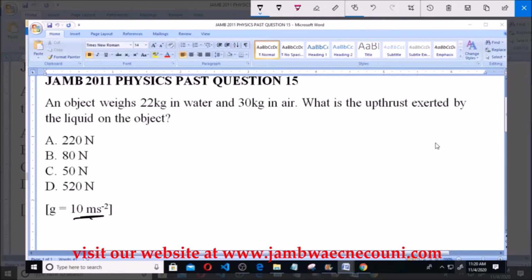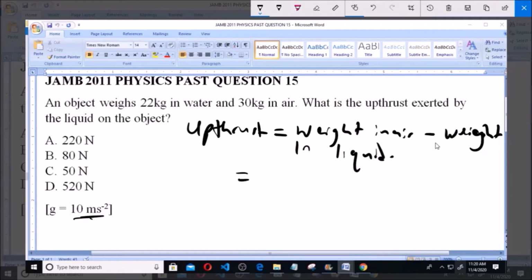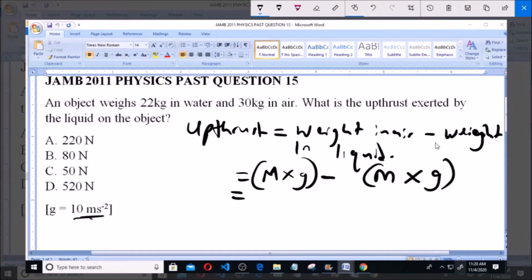Now, in order to solve this, you make use of the formula for upthrust. Upthrust is given as weight in air minus weight in liquid. Weight in air is the mass in air multiplied by acceleration due to gravity, minus weight in liquid, which is the mass in liquid multiplied by acceleration due to gravity. The mass in air is given as 30 kilograms, and the mass in the liquid, which is water in this case, is given as 22 kilograms.